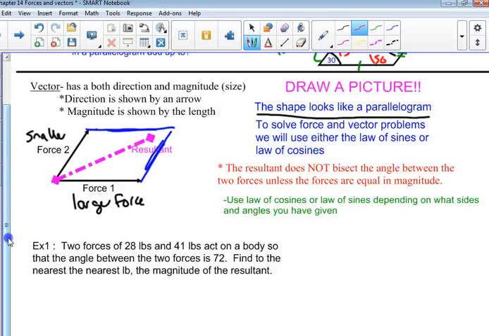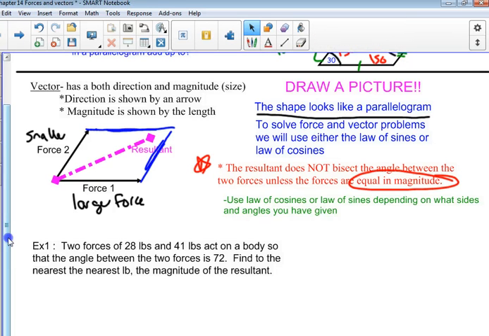This is really, really important. The resultant, this line going through, does not bisect the angle between the two forces, so we cannot say that the resultant cuts these in half. I know it looks like it, but we can't say that it exactly bisects it unless the two forces are equal. Unless they say that you have two equal forces, we can't say that it cuts it in half. We're going to be using the law of sines and law of cosines, depending on what they ask us for in the problem. So it could be a lot of drawing pictures, labeling things based on the information they give us. But we're going to solve by the law of cosines and law of sines. But the picture is super important.